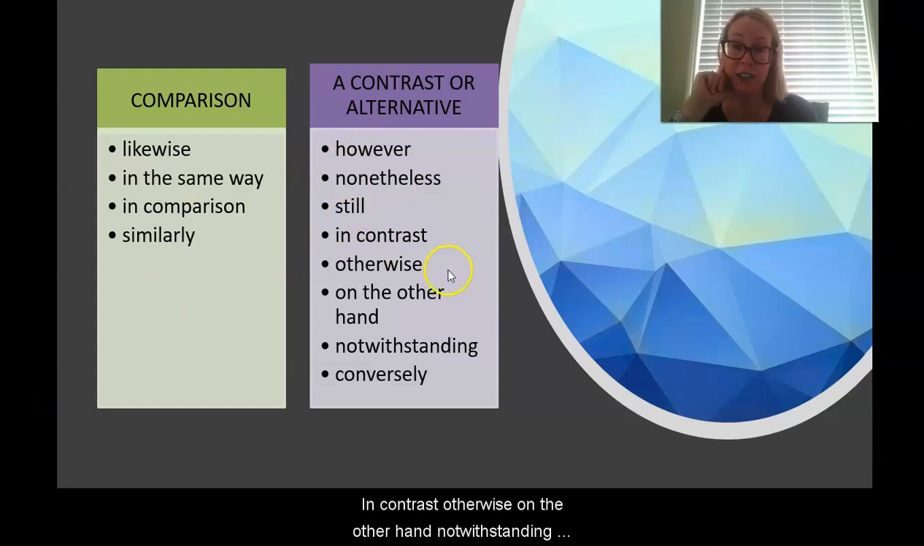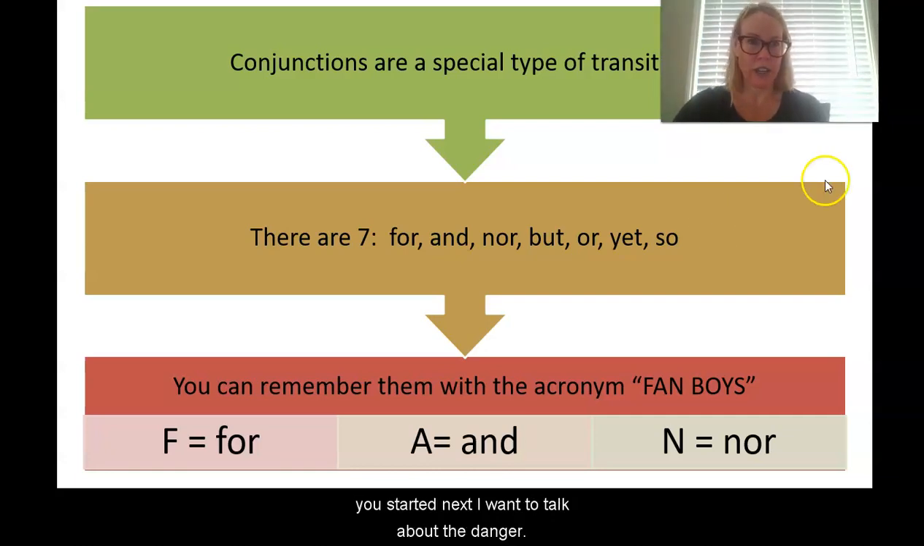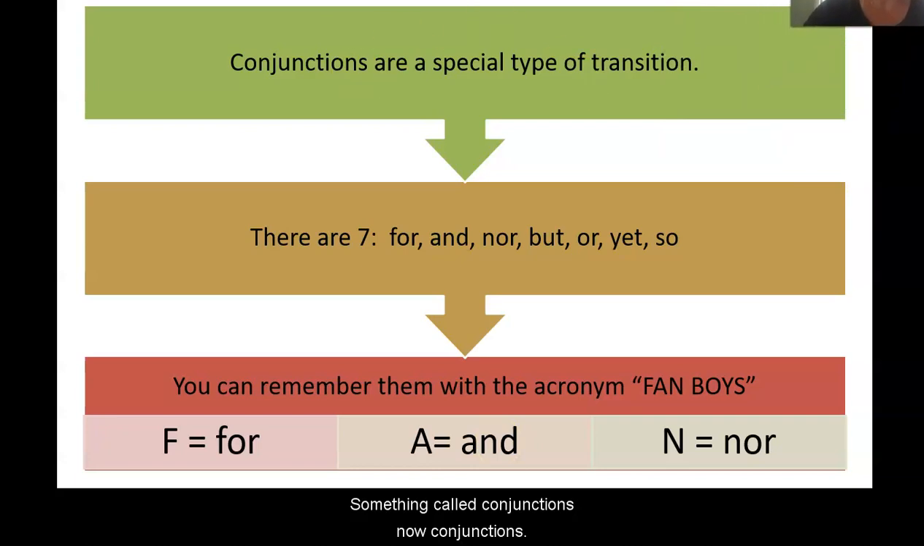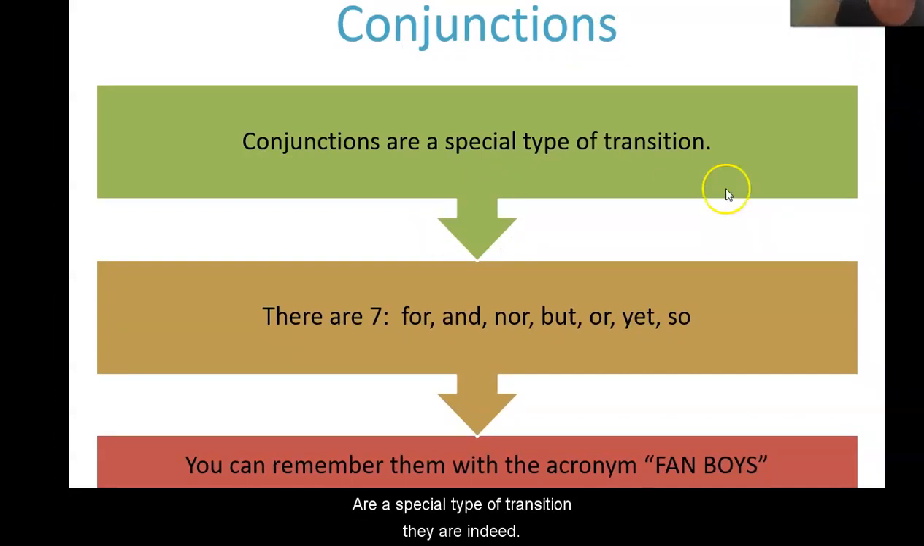Still, in contrast, otherwise, on the other hand, notwithstanding, and conversely. There are even more transitions, but that's a good list to get you started. Next, I want to talk about the danger of something called conjunctions. Now, conjunctions are a special type of transition.